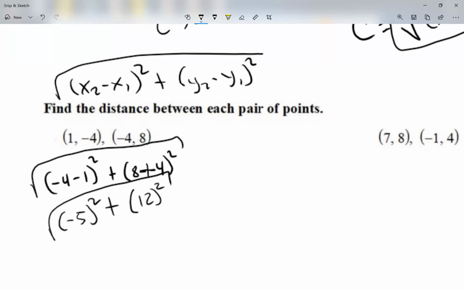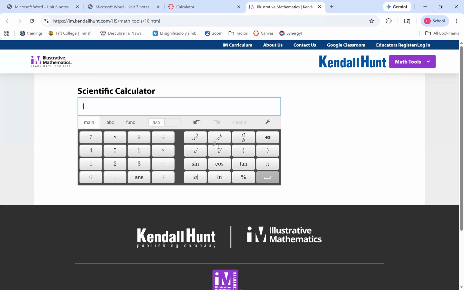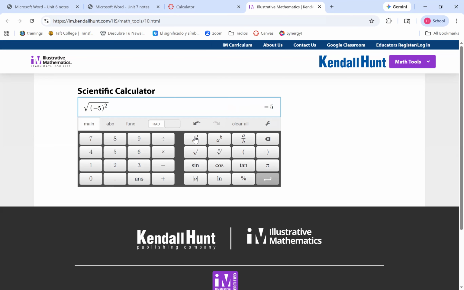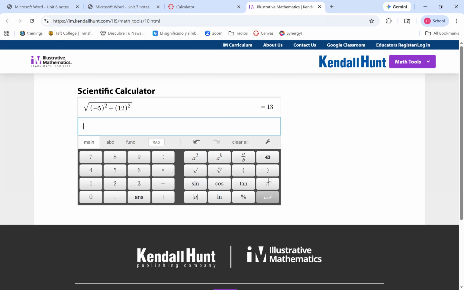I mentioned a calculator I give you guys. So let me go here. Oops, not pi. I'm going to do a square root because I have a square root. And then I have a parentheses, -5 close parentheses squared plus 12 squared equals 13.